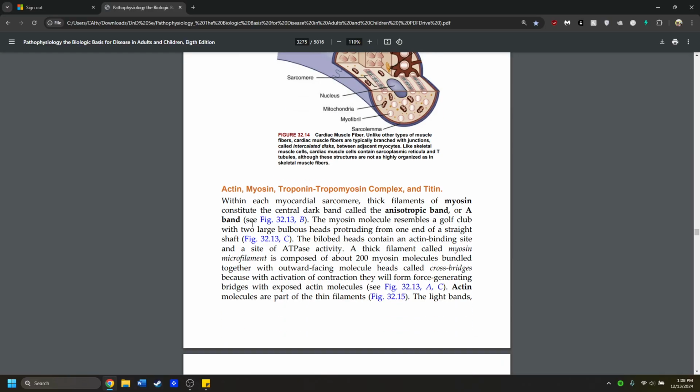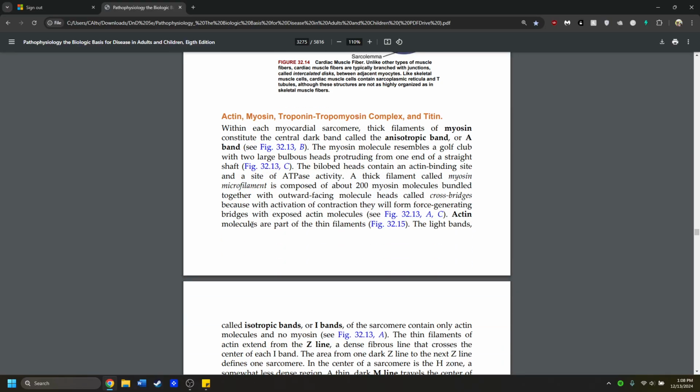So, looking at actin, myosin, the troponin-tropomyosin complex, and titin. I'm going to call it titin, even though it says titin, maybe? It's now titin. Within each myocardial sarcomere, thick filaments of myosin constitute the central dark band called the anisotropic band, or A band.